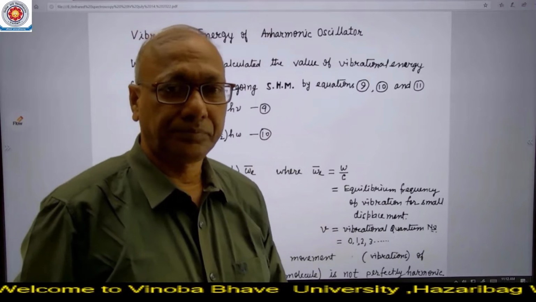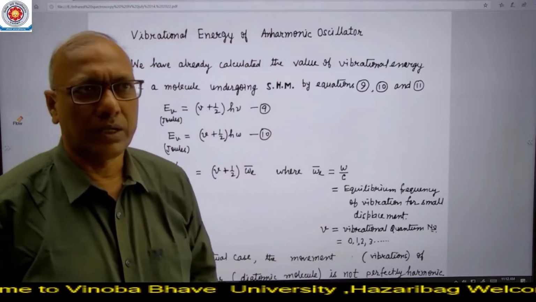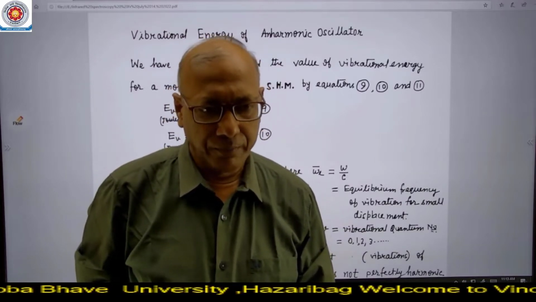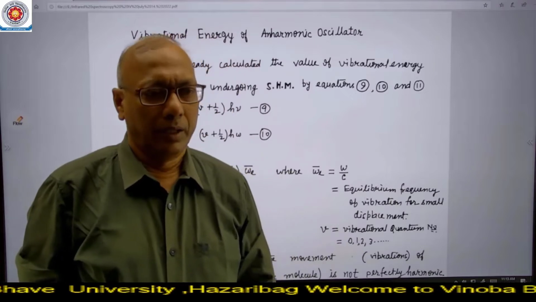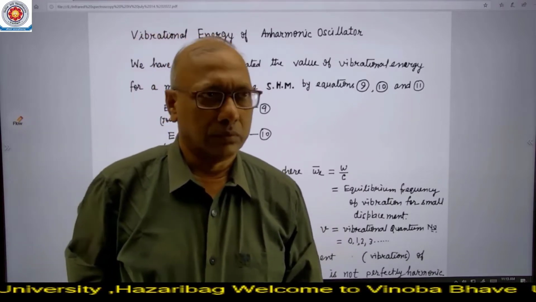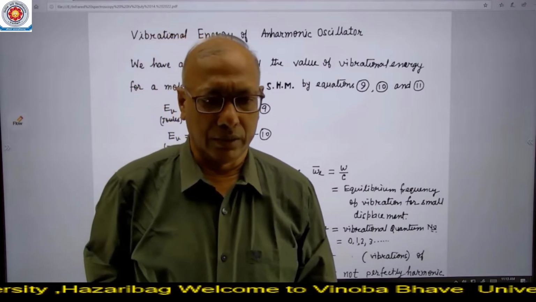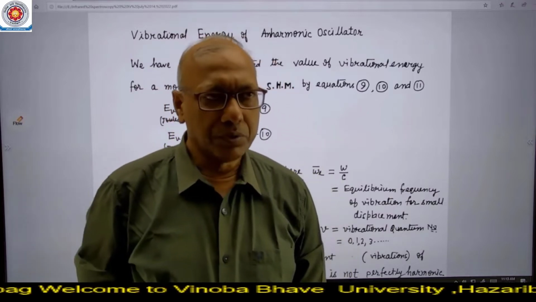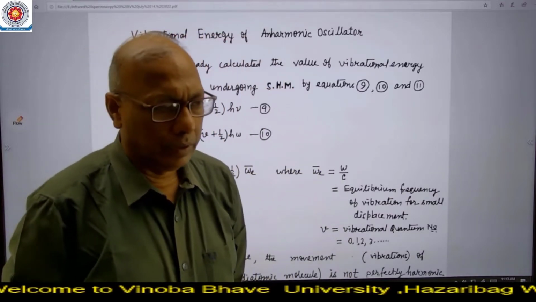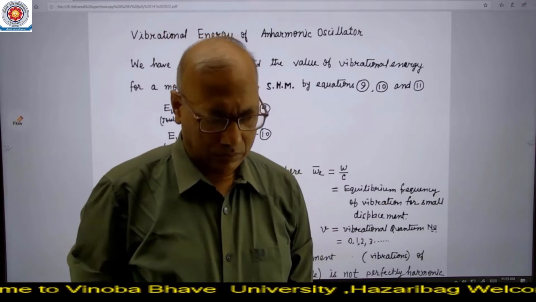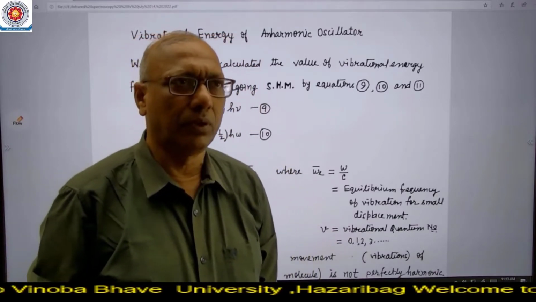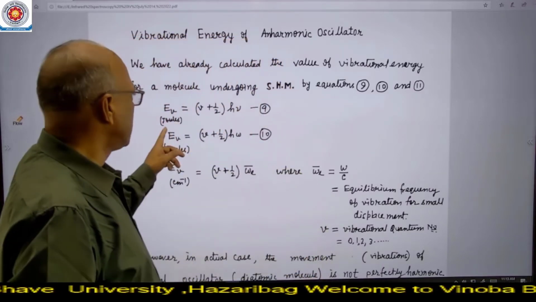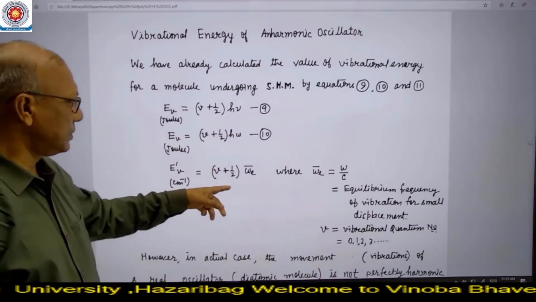Good morning, students. Today I shall start the next part, that is part 4 of IR spectroscopy. In my last lecture I had discussed the vibrational energy levels of the harmonic oscillator, that is, when a diatomic molecule oscillates according to simple harmonic motion, what is the value of energy. We have already calculated that, and that is called the harmonic oscillator, which was equation 9, 10 or equation 11.